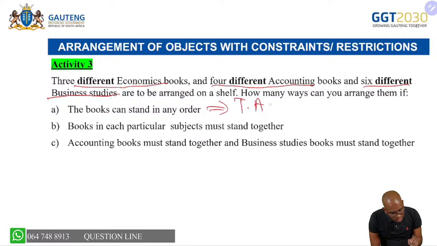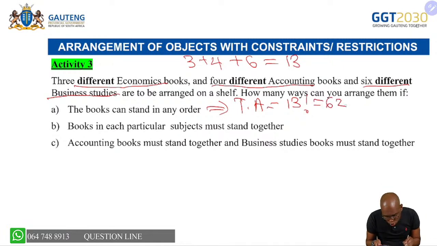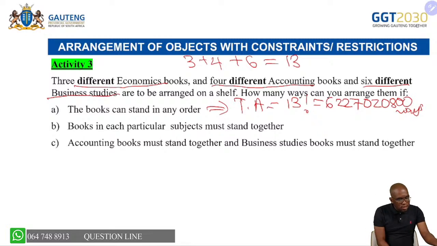The total arrangement, since we have 3 plus 4 plus 6, would be 13 books to arrange. So this one here would be 13 factorial. If we put 13 factorial in our calculators, we get 6227020800 ways. That's the first one, without any restrictions.